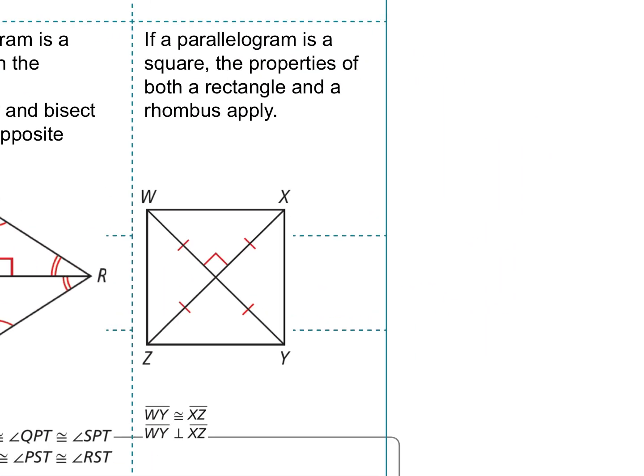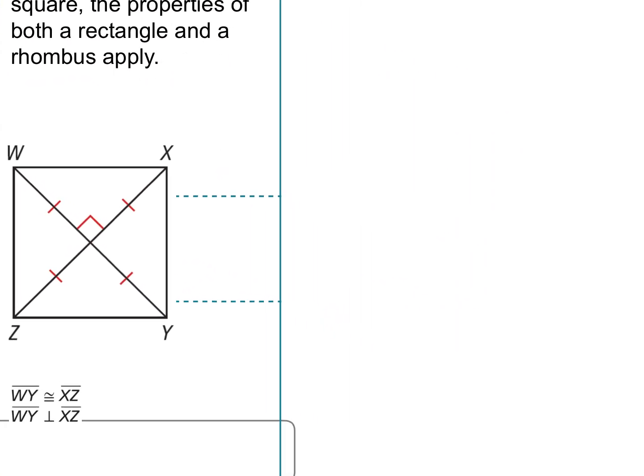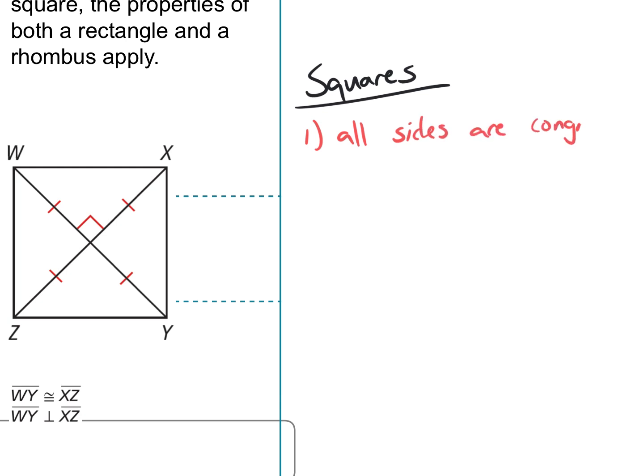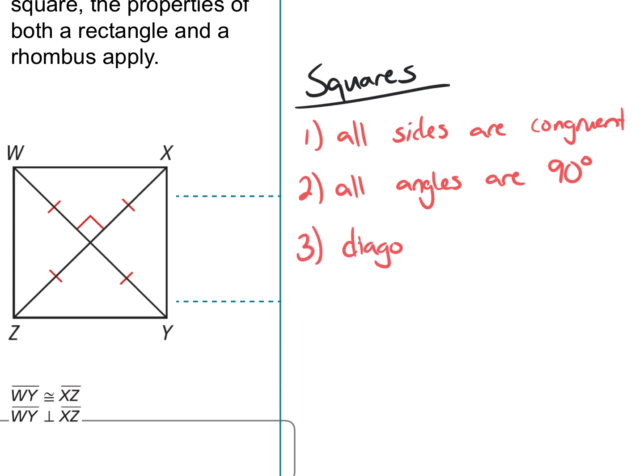So if I look at this square here, what are some properties of squares? Yep. All sides are congruent. Be more specific with angles if they're all equal. They all equal what? 90 degrees. All angles are 90 degrees. And diagonals are equal. Yes. We can also say diagonals are equal. Yep.